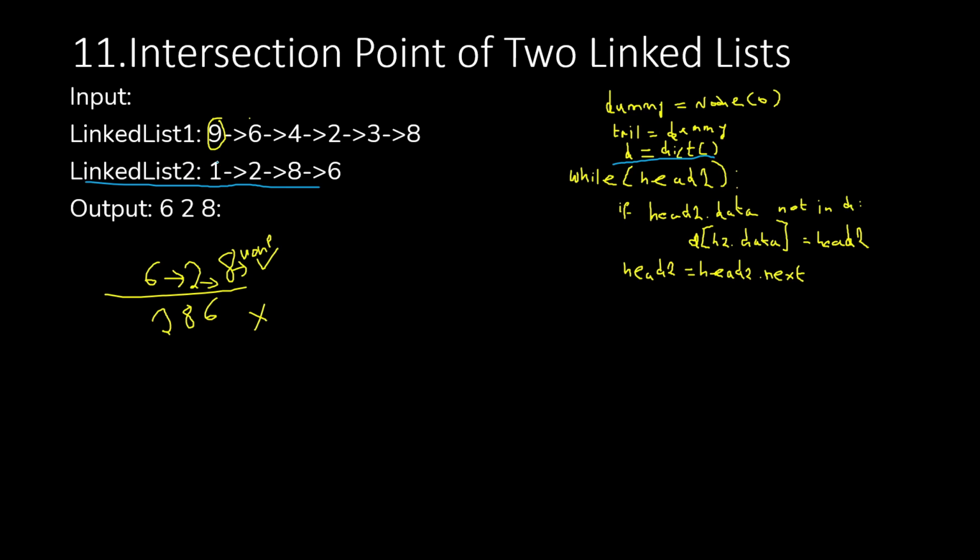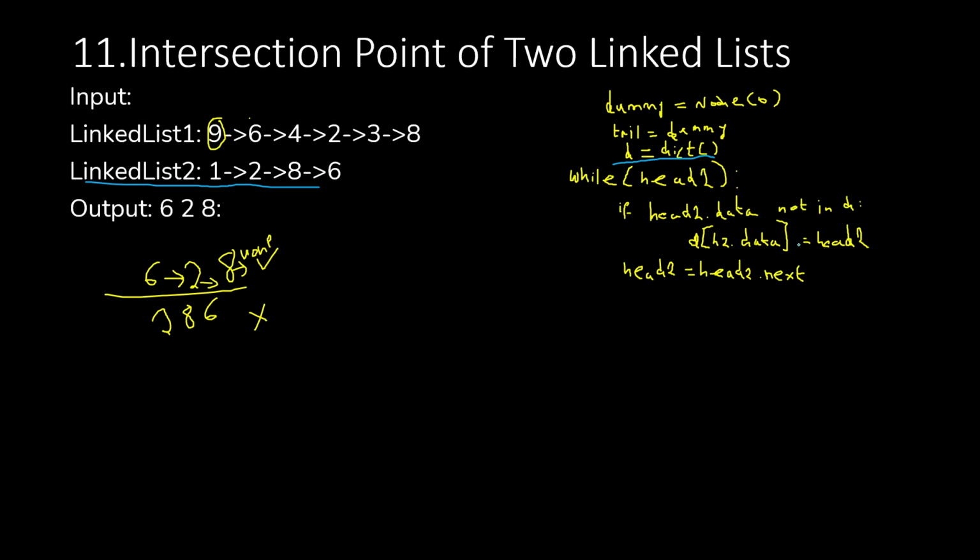Now in the first loop, we are adding these elements. We add an element if it is not present inside the dictionary. This first while loop is adding elements. It checks head 2 dot data. If it is not there inside d, then we take that data and store it as a key, and the value of the pair will be the address of that data.